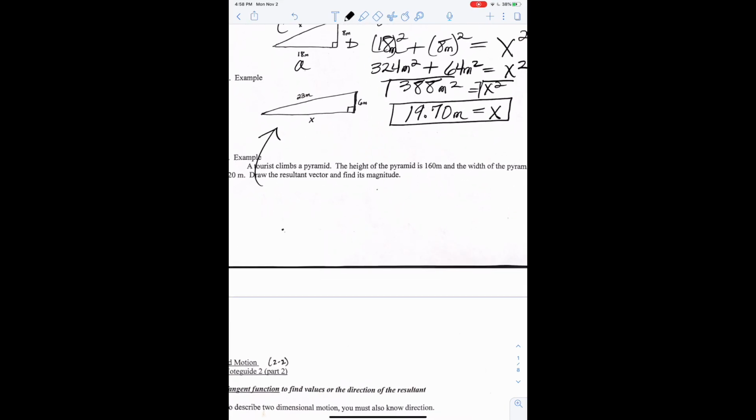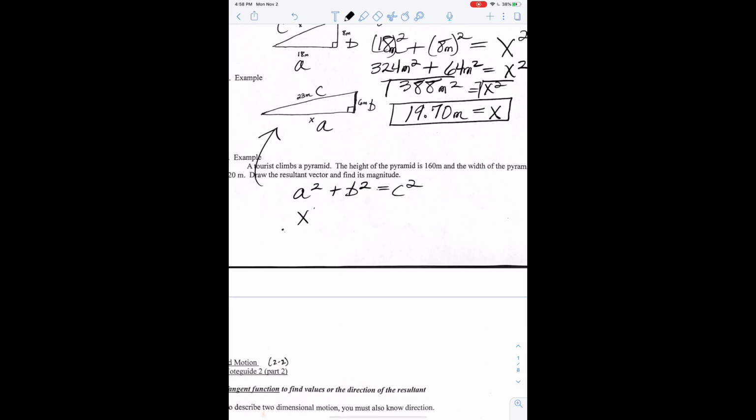This is one where you have to make sure that x is either a or b, and that 23 is c. Right? Kind of like before, but yeah, I think you just have to be careful for that. So here we're going to have a squared plus b squared equals c squared.